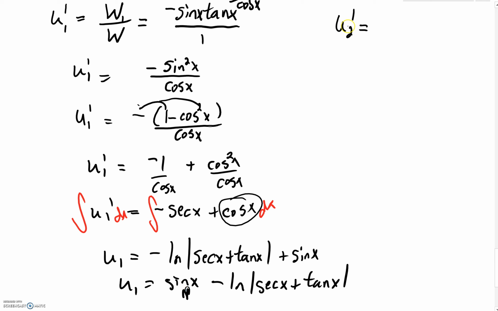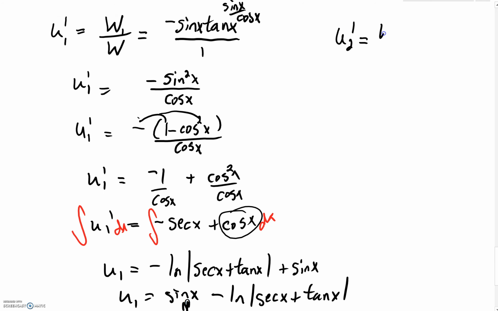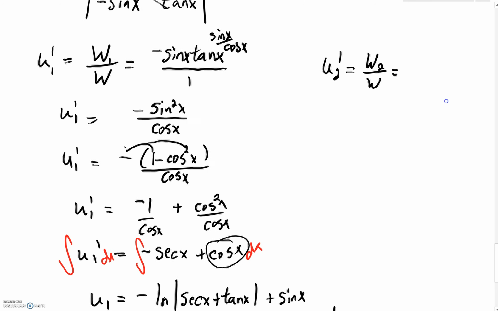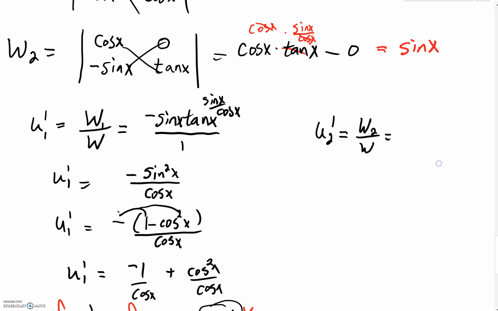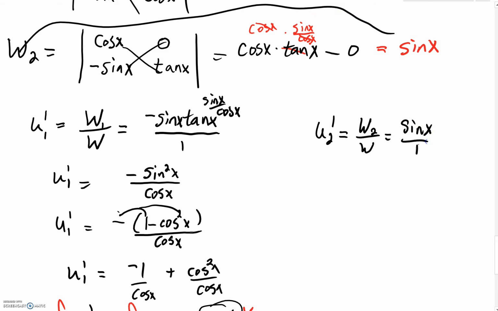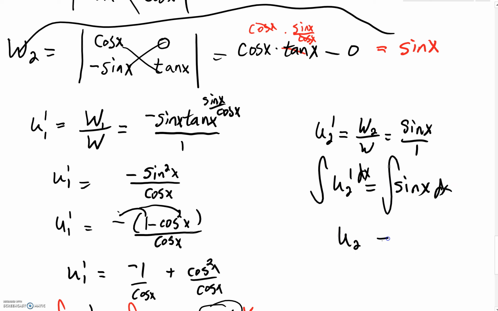Now look, when we have u sub 2 prime, that's W sub 2 over W. This is way easier, way easier. W sub 2, I think you could see very fast, that's just sine of x, and W is a 1. So we don't have to do nearly as much work here. We can just start integrating. And you'd get u sub 2 is equal to, well, what's the antiderivative of sine? Well, the antiderivative of sine is negative cosine of x.